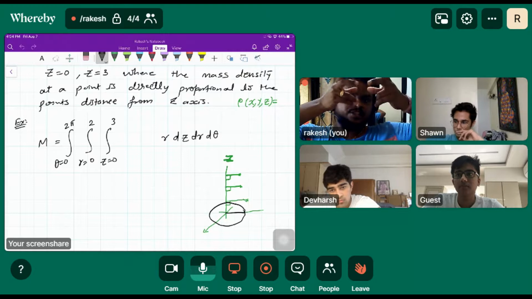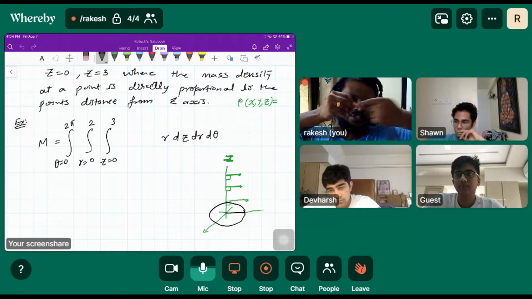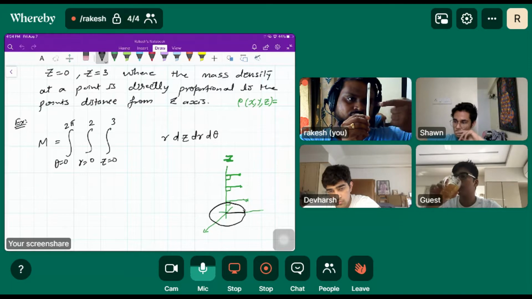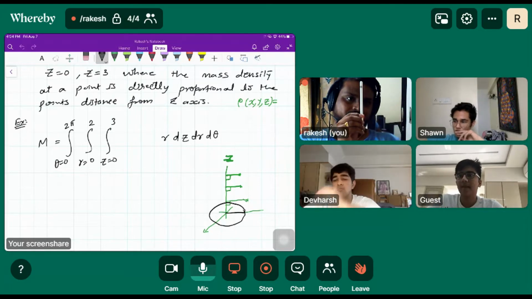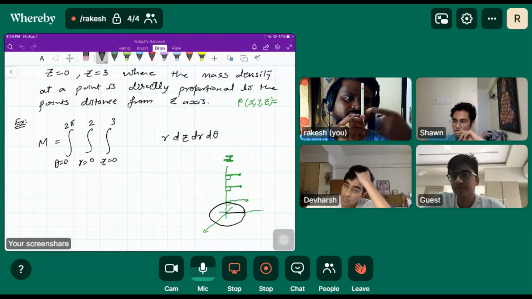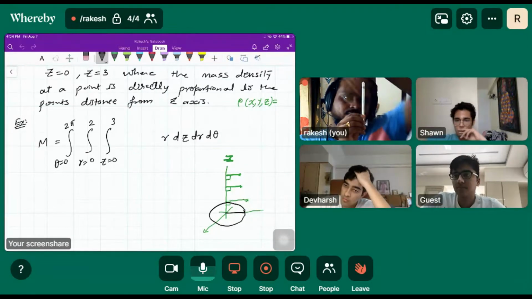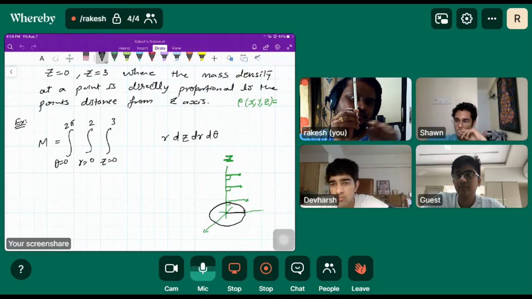This is your cylinder from 0 to 3. This is my z axis. So the distance from the z axis is basically your r, where x square plus y square is equal to 4, which is a circle on the xy plane. So the distance from the z axis is your r value.